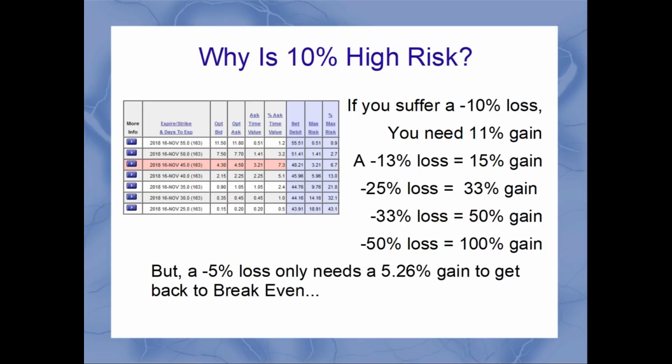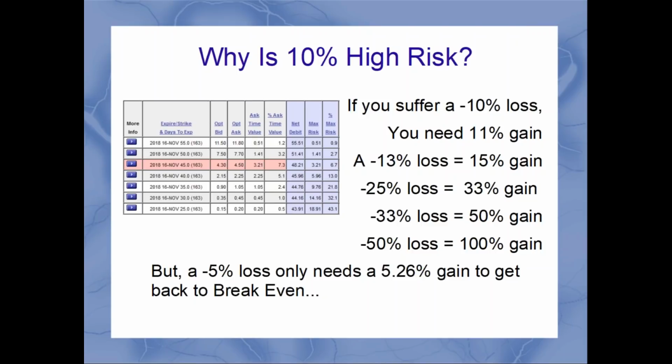If I take a 10% loss on a position, I don't need a 10% gain of what I have left to get back to break even. I need an 11.1% gain. If I take a 13% loss, I need a 15% gain to get back to break even. And then it starts getting really dangerous. Many of us have probably taken a 25 or 33% loss on a leveraged spread. But that means that what I have left, if I take a 25% loss, I need to make 33% of what's remaining to get back to where I was.